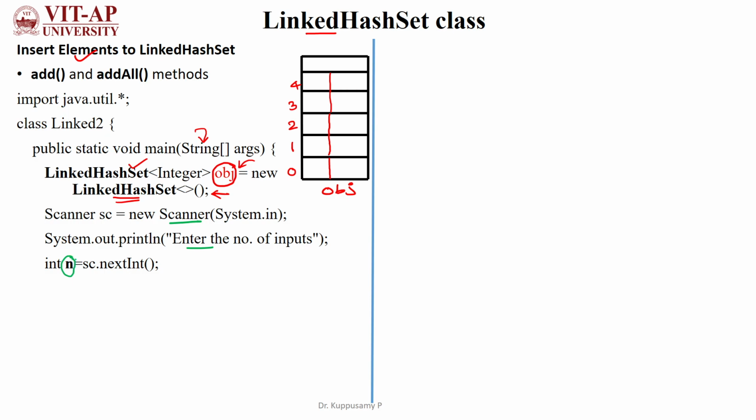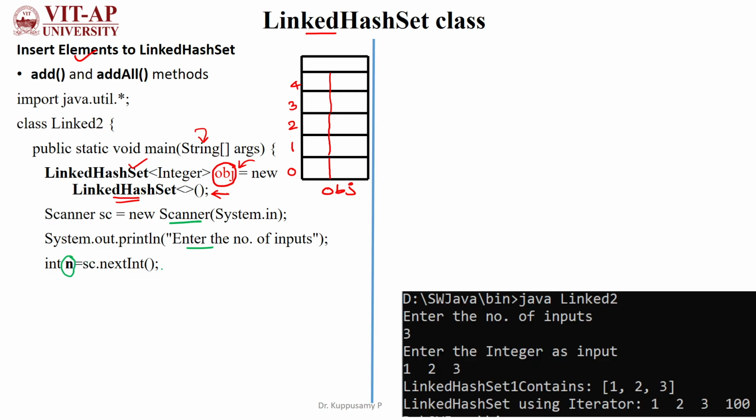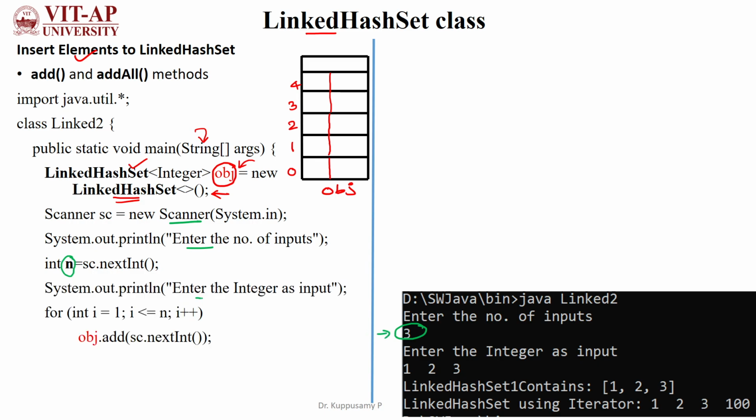Here the number of inputs is received through the variable n. The number of inputs I am giving is 3. Then I am entering integers as input, because my wrapper class generic data type is integer. Then inside that for loop I am receiving the inputs until 3. First I am receiving the input by using sc dot next int.